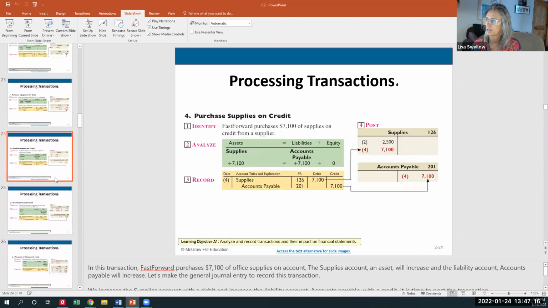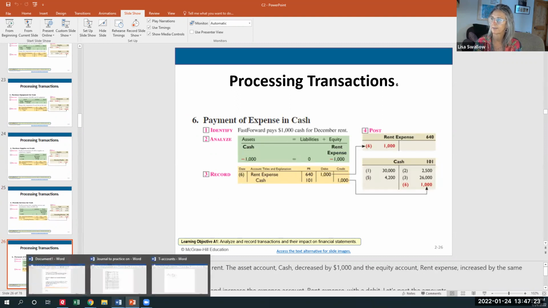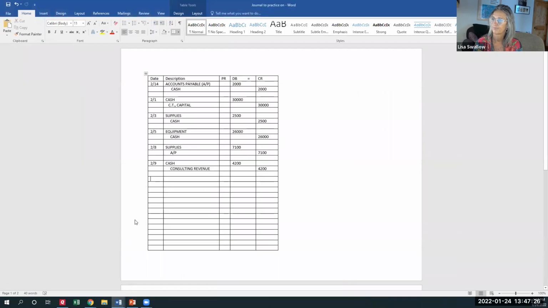Which transaction? Oh, for my rent. I've paid $1,000 for rent, and say I did that also on the 9th. My debit is to my rent expense account, because we just went and looked up that expenses have a debit type balance. It's an equity sub account, so it drops my equity. And I also decreased my asset of cash.